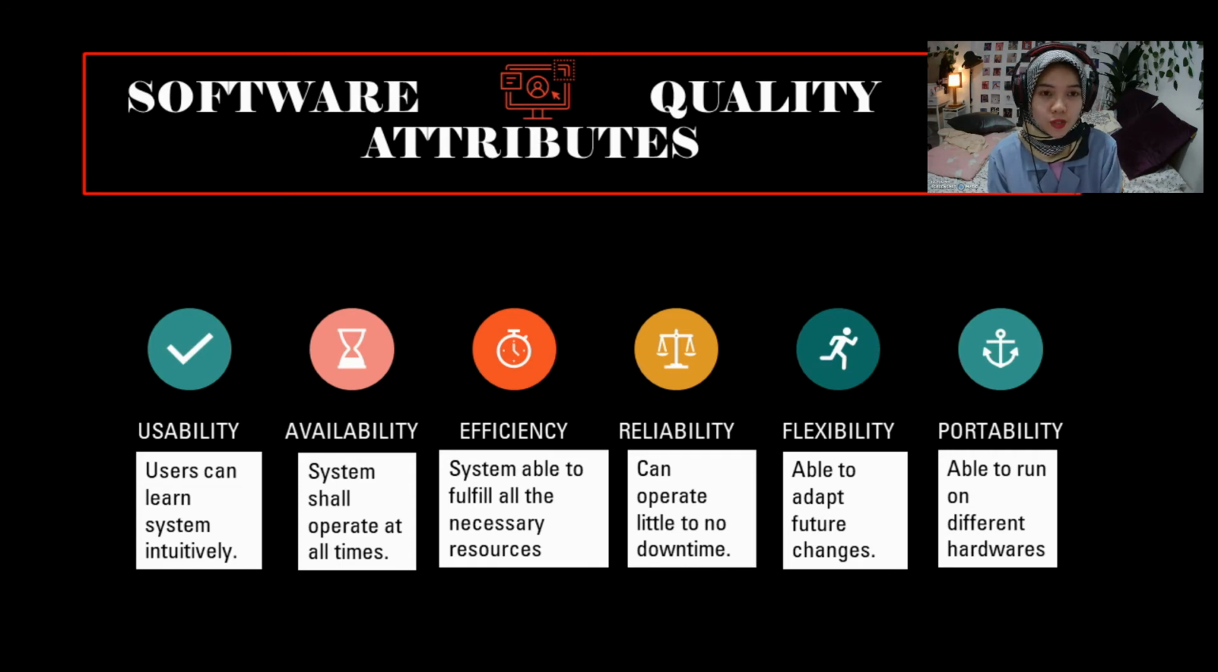Now, looking at the first one, which is usability, the system should be designed in such a way that users can learn it intuitively so that they can navigate through the system freely. As for the availability, the system shall be able to operate all the time for the ordering process.